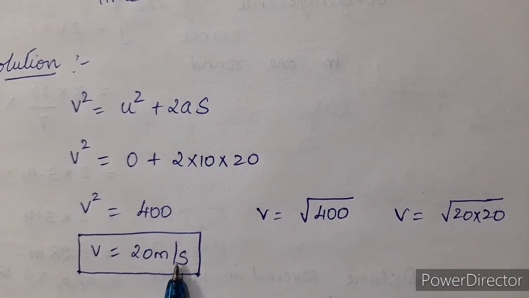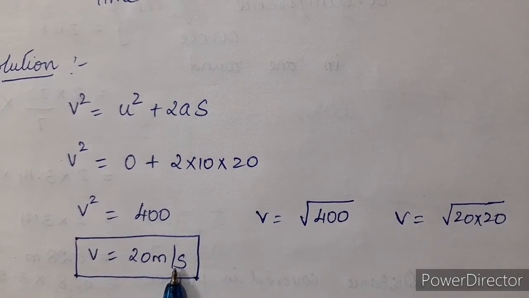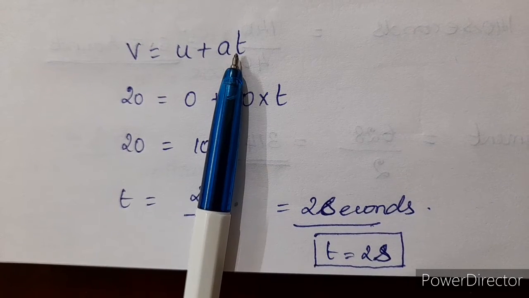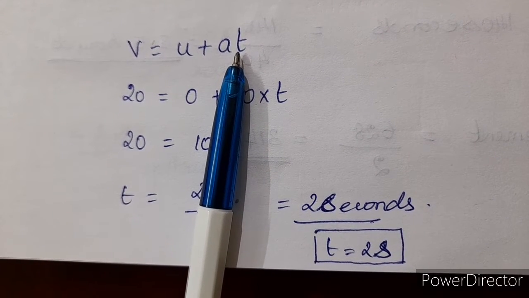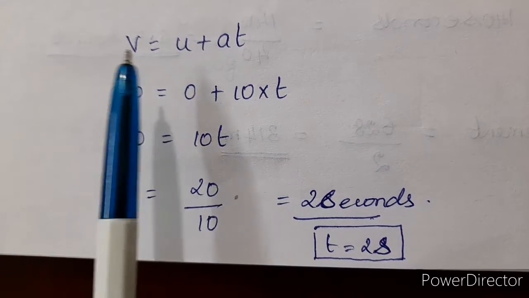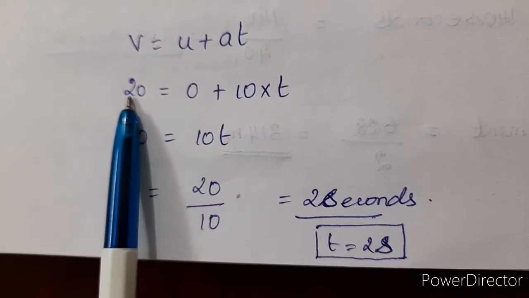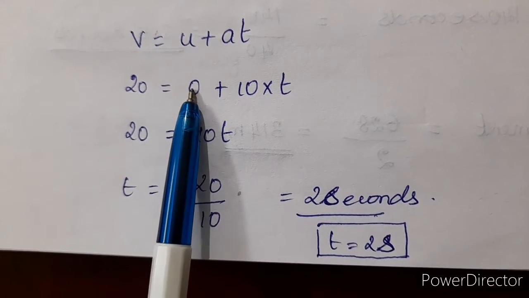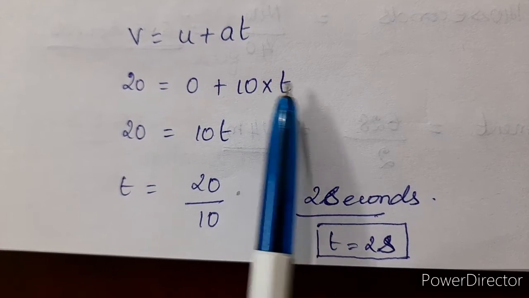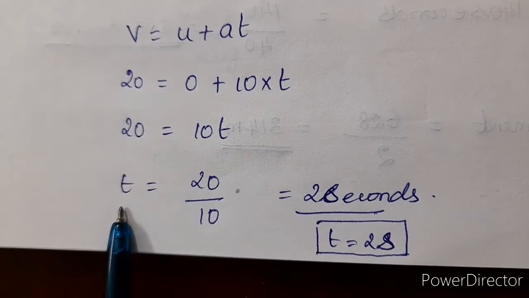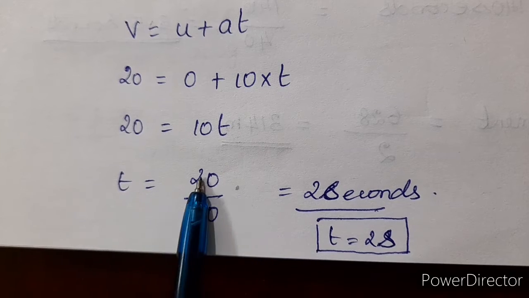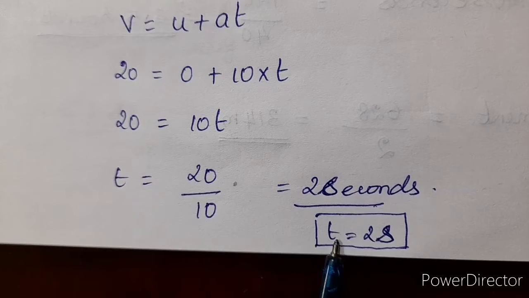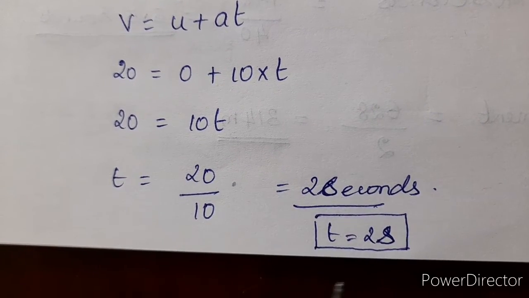Now we have found out the final velocity. What do you have to find out? We have to find out the time. Now using the first equation of motion, we are going to find out the time that it will take to strike the ground. v is equal to u plus at. Just now we have found out the final velocity, isn't it? So 20, the initial velocity is 0, acceleration is 10, and we have to find out the time. So t is equal to, when you rearrange, t is equal to 20 divided by 10, that is 2 seconds. So it will strike the ground after 2 seconds.